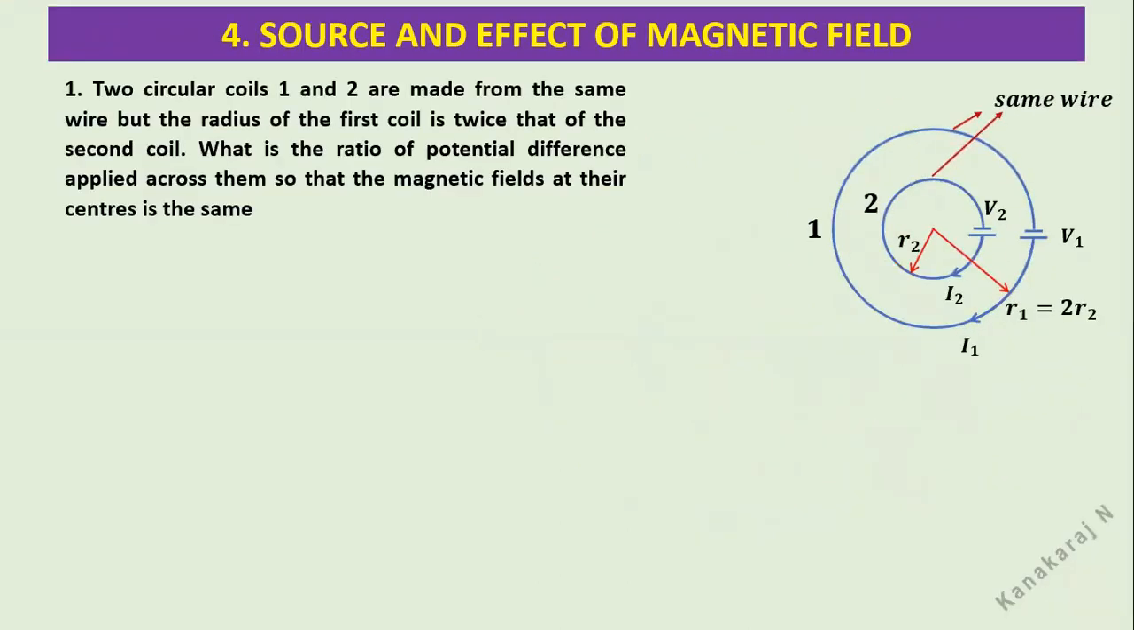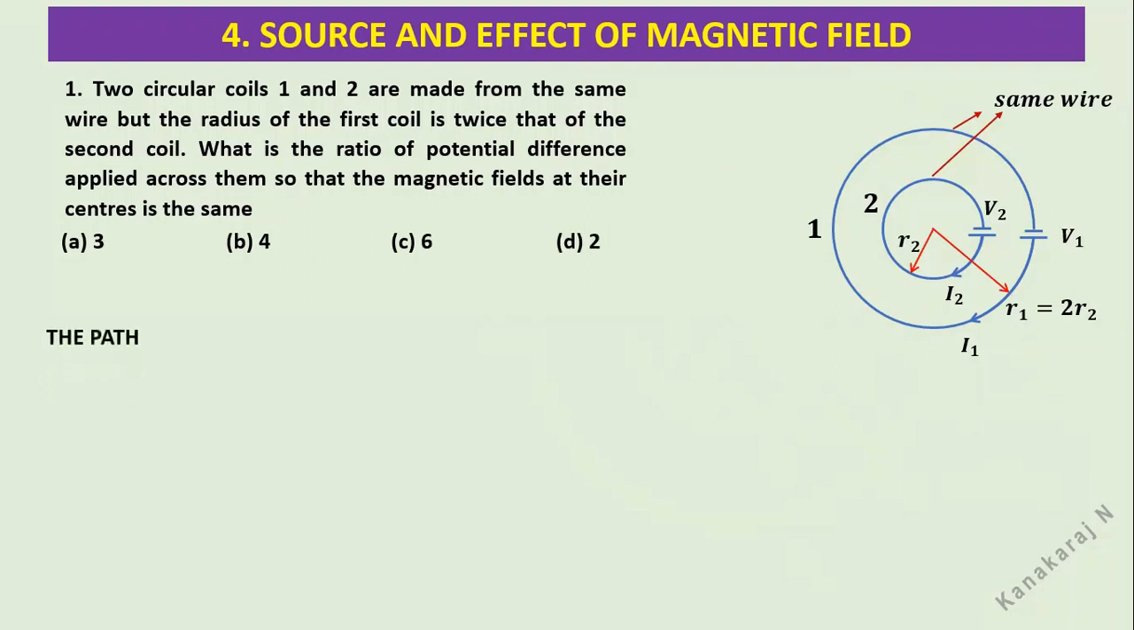Two circular coils, 1 and 2, are made from the same wire, but the radius of the first coil is twice that of the second coil. What is the ratio of potential difference applied across them so that the magnetic field at their centers is the same? The options are option A 3, option B 4, option C 6, option D 2.